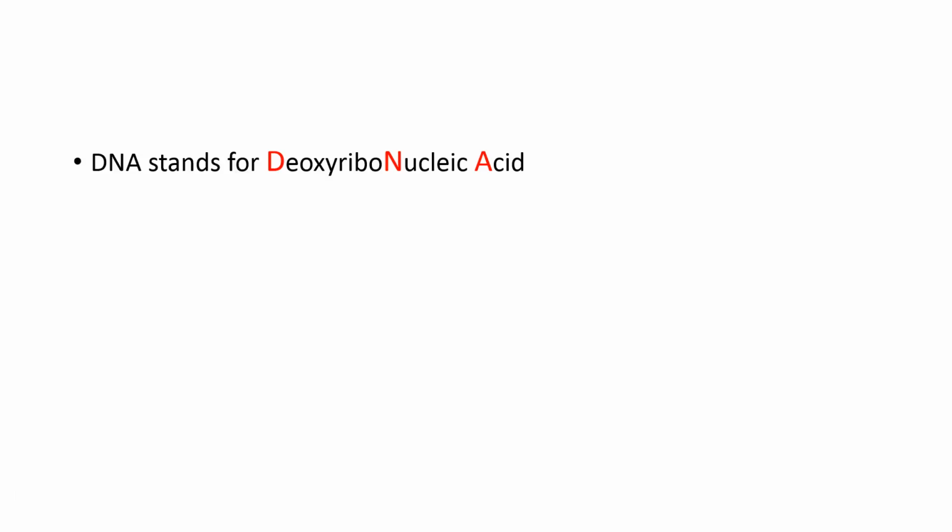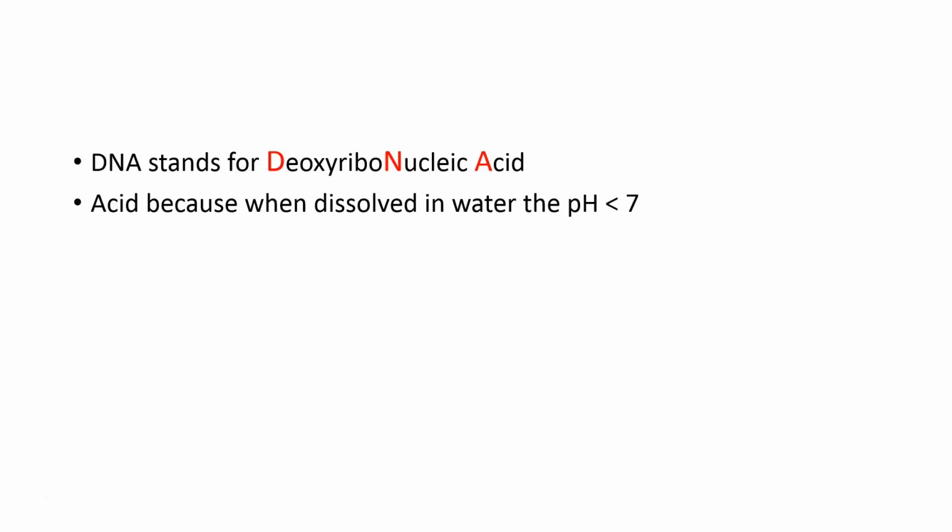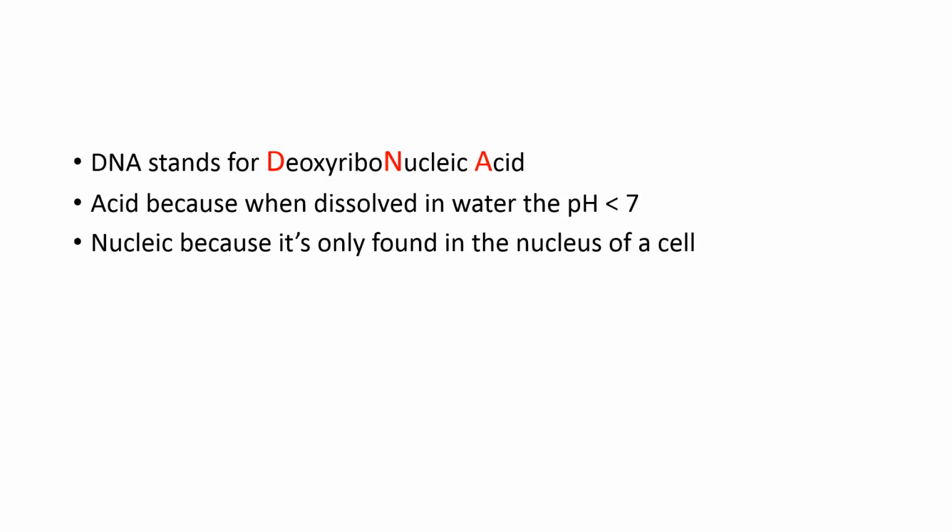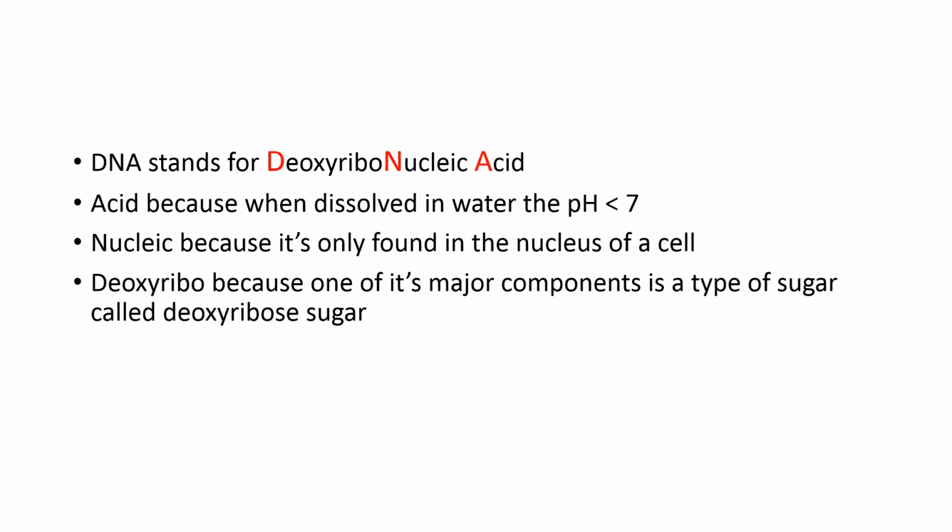First, DNA is a short form that stands for deoxyribonucleic acid. We call it an acid because if we dissolve it in water, the resulting pH is less than 7. We call it nucleic because we only find it in the nucleus of a cell. And we call it deoxyribo because one of its major components is a type of sugar that's called deoxyribose sugar.